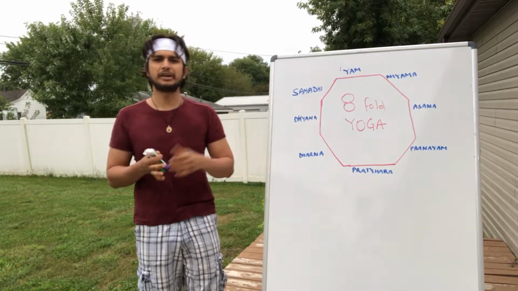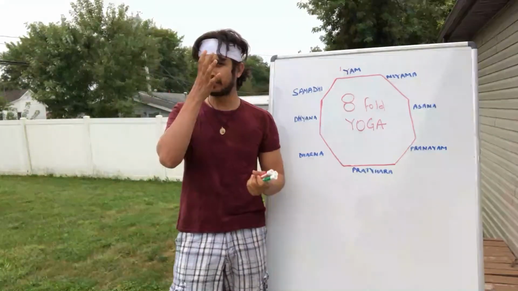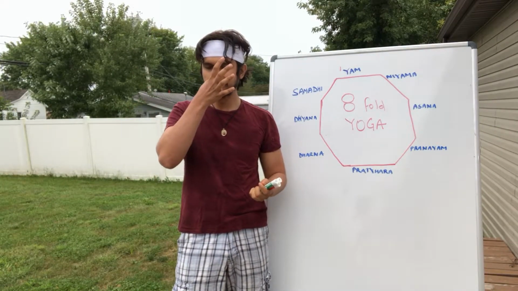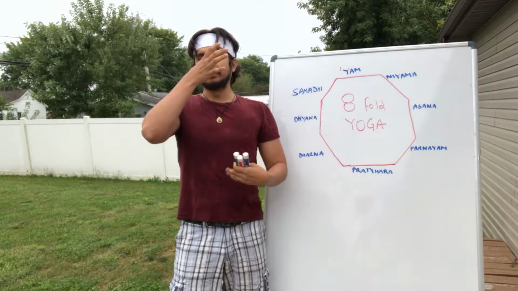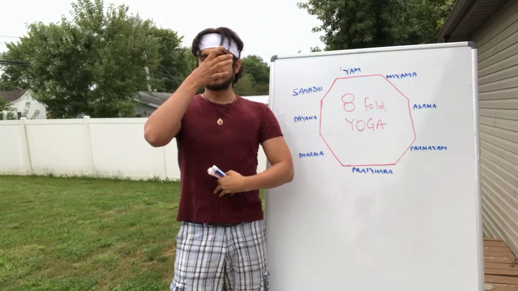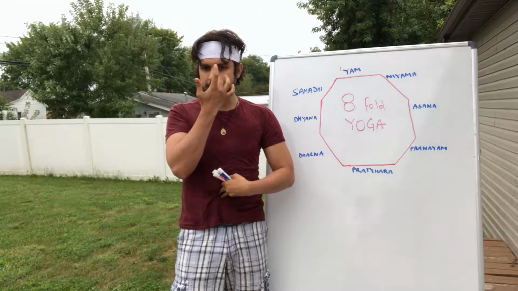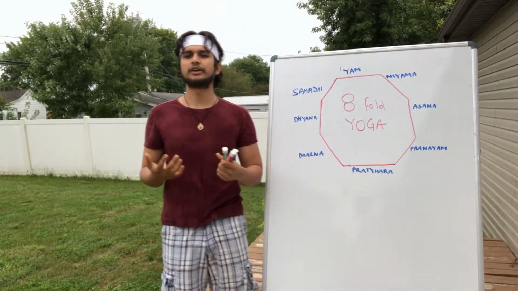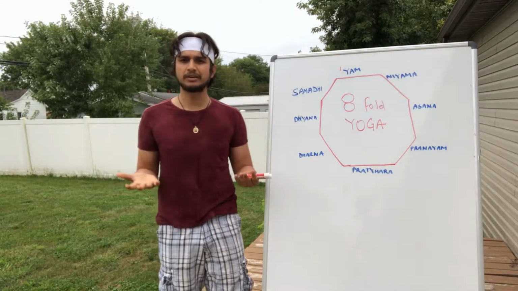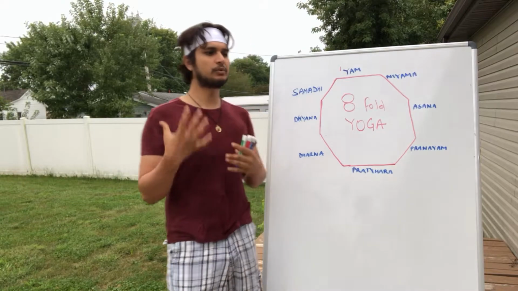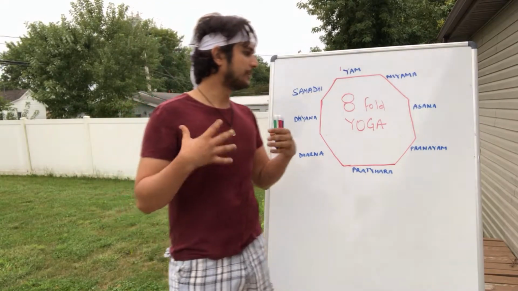And there's different combinations of this. You can do anulom vilom, where you close one nostril, and breathe in, or purak through the other one, kumbhak it in the belly, and then let go through rechak. You can do bhastrika, you can do brahmari. All these different ones are combinations of breathing exercises.